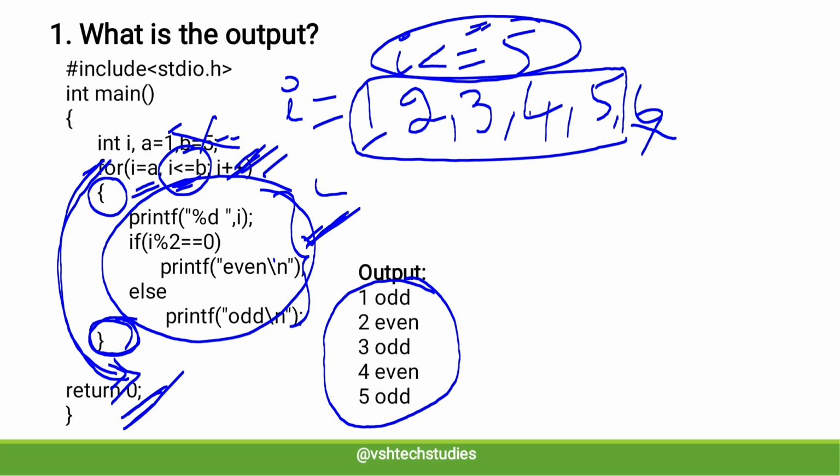So it means 5 times the loop body gets executed. How many iterations, or repetitions of loop body execution, are there? That is 5 times. Okay. So next we shall move on to the second question.